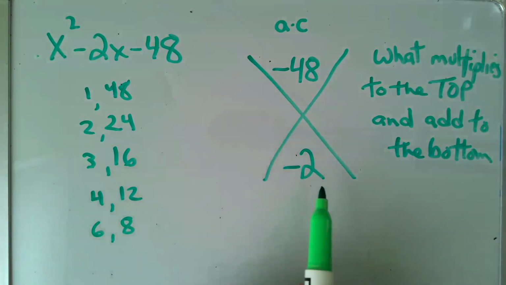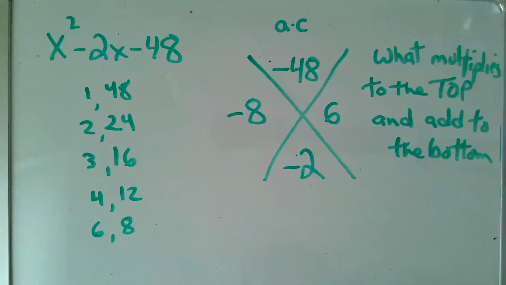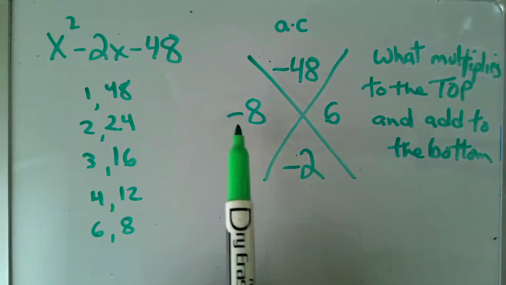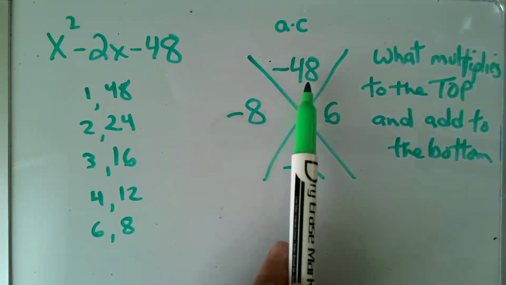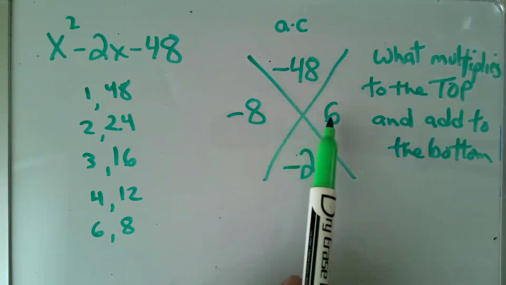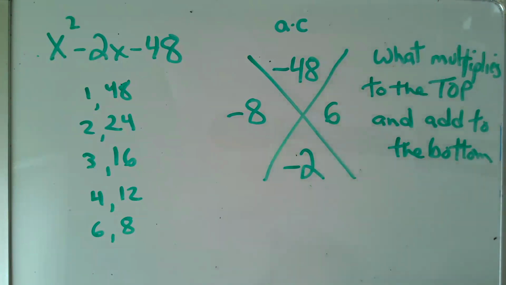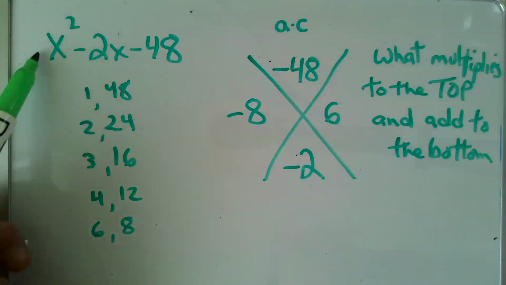I want, when I sum them, for it to be negative. That means I want the larger of those two to be negative, which makes the other one positive. So now I just check. Negative 8 times 6, negative 48. Negative 8 plus 6, negative 2. I'm good to go.